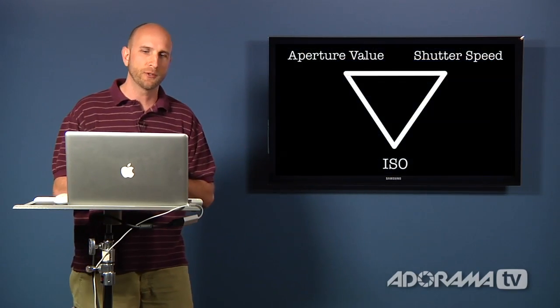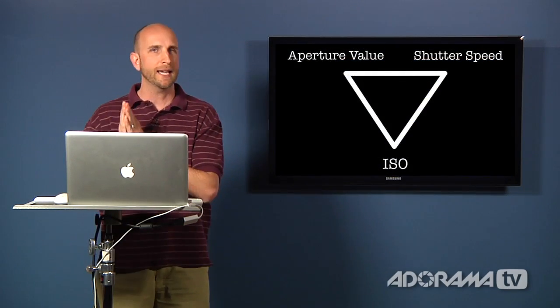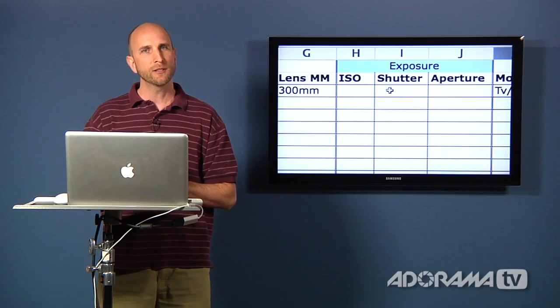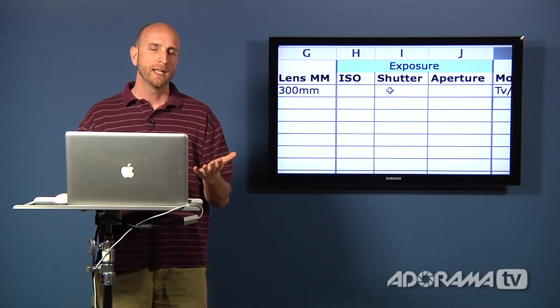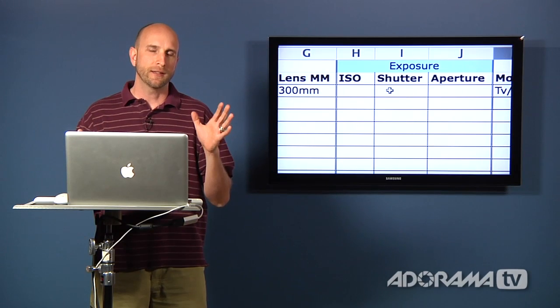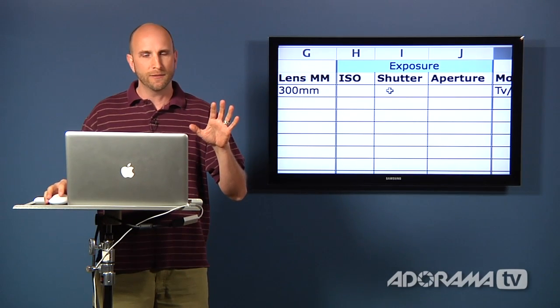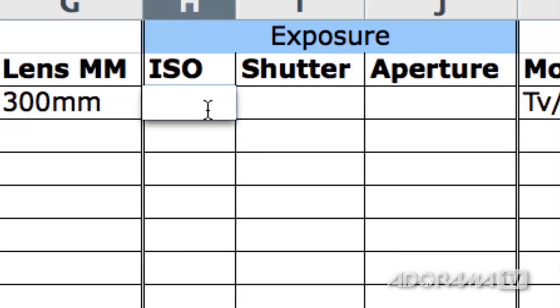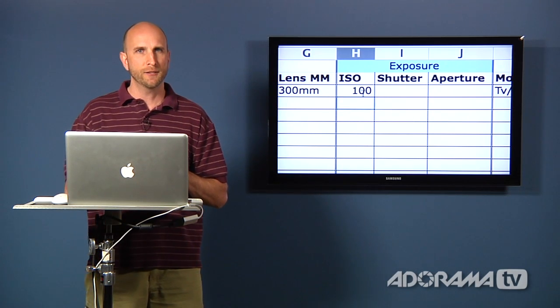And again, here's our exposure triangle, the ISO, the shutter, and the aperture value. Now the first thing we're going to do is talk about the ISO and what to set that on. Since we have lots and lots of light, we can set that to a low ISO. It doesn't have to be very sensitive, so we're going to set that to 100.